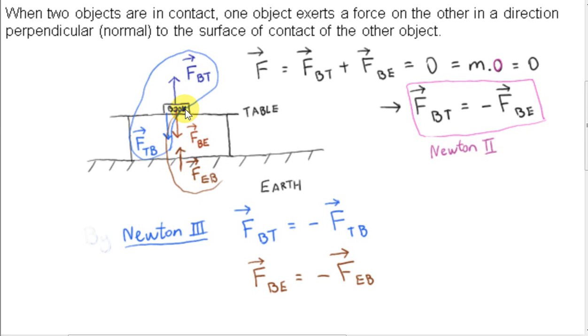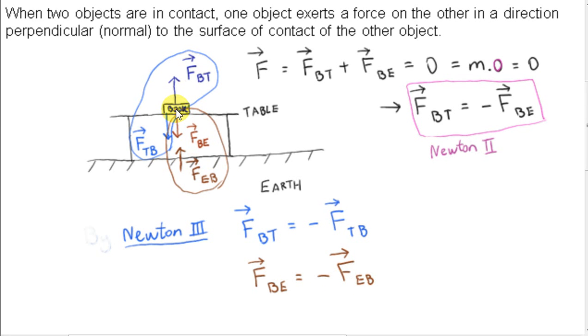So here's an action-reaction pair. Now the magnitude of FBE is equal to mg, and the magnitude of this force is also mg, where little m is the mass of the book. We see no mention of the mass of the Earth here. Now this action-reaction pair involves gravitational forces.